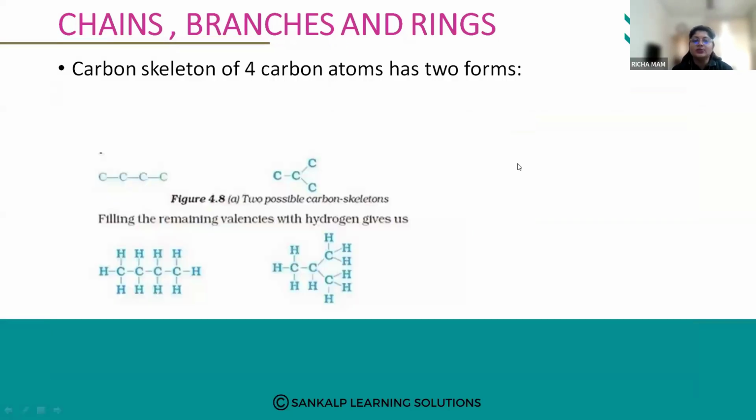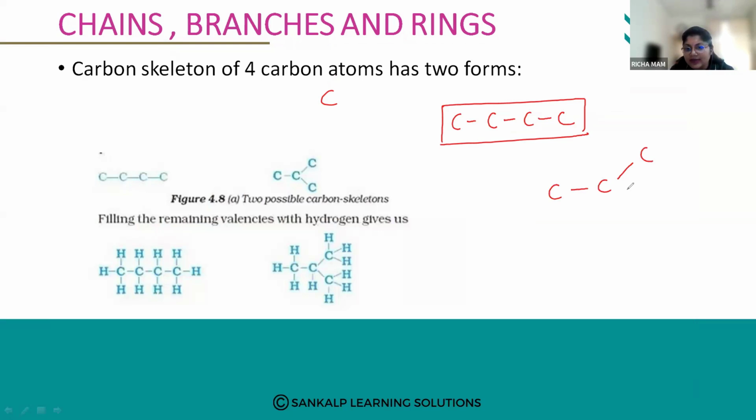Now, a carbon skeleton of 4 carbon atoms has 2 forms. If you have 4 carbon atoms, either they can link like this, in a straight chain, or the other possibility is that they can form a branching.